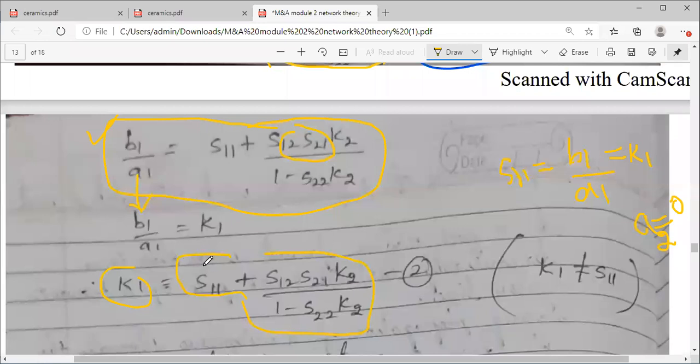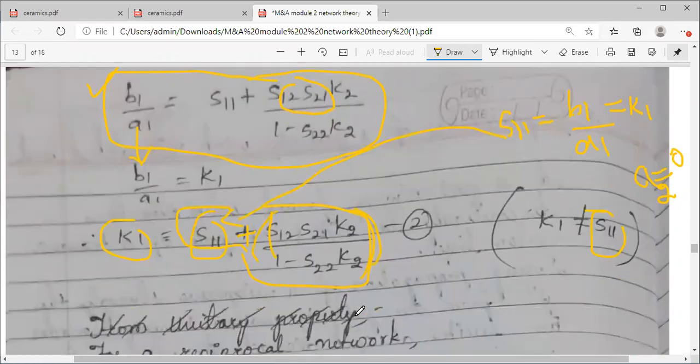But what you have got? It is not simply S11, but it is something extra. S11 is there, along with that, plus something extra you got. So it is not simply S11, it is S11 plus something. That is the change which you observe: when you take a perfectly matched load, you get S11. But if you take a mismatched load, you get S11 plus some value as the reflection coefficient.